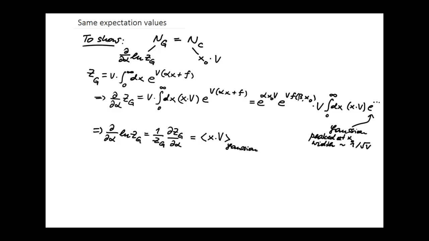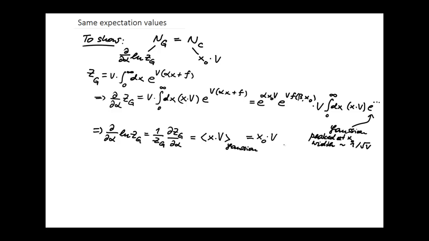The Gaussian distribution, though, we know, is peaked at x naught and very narrow. Its width scales like 1 over the square root of the size, so in the large size limit it's practically a delta function. So this expectation value of x times v with this Gaussian is actually equal to x naught times v, up to corrections of the order 1 over the square root of the size.